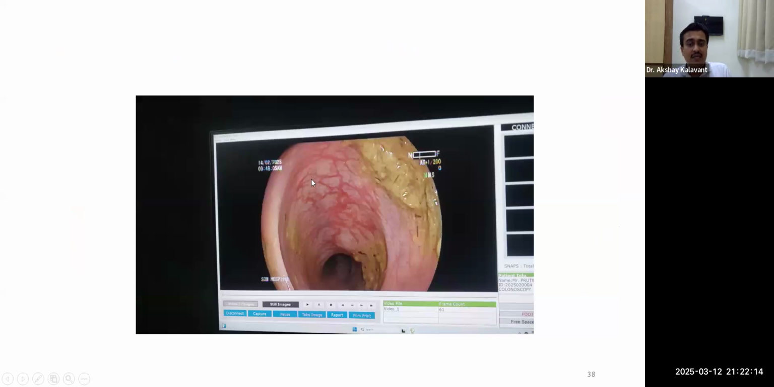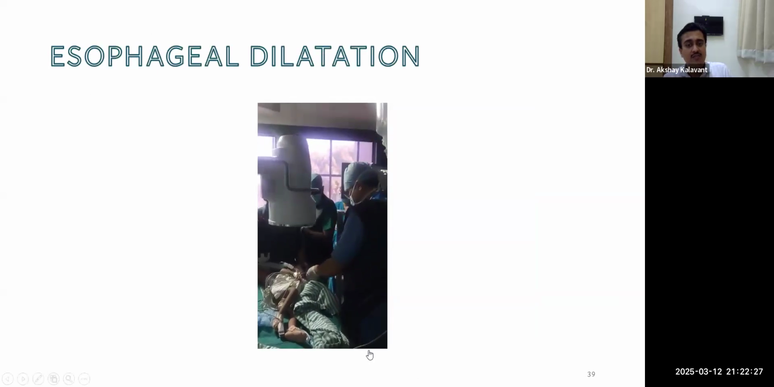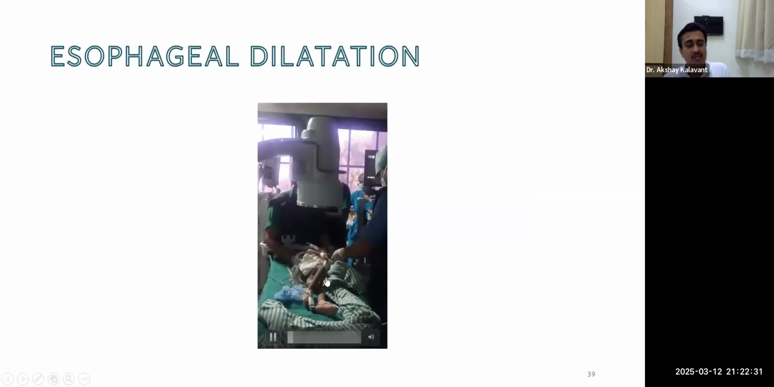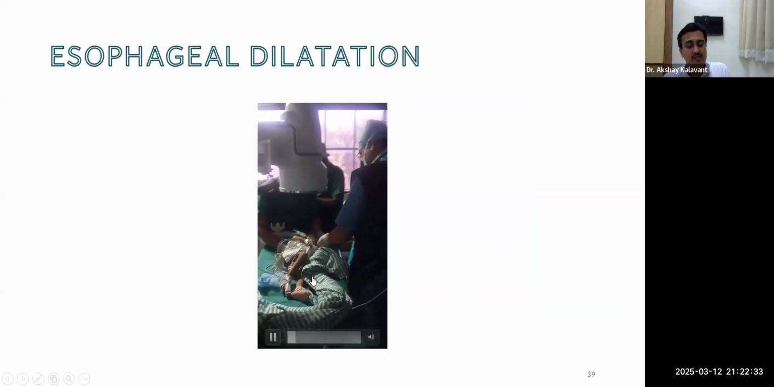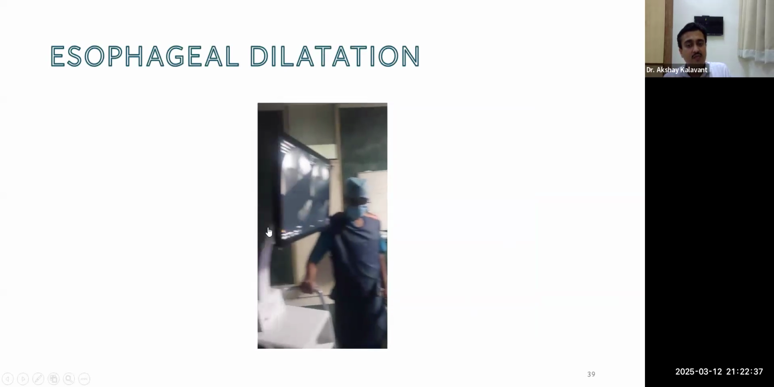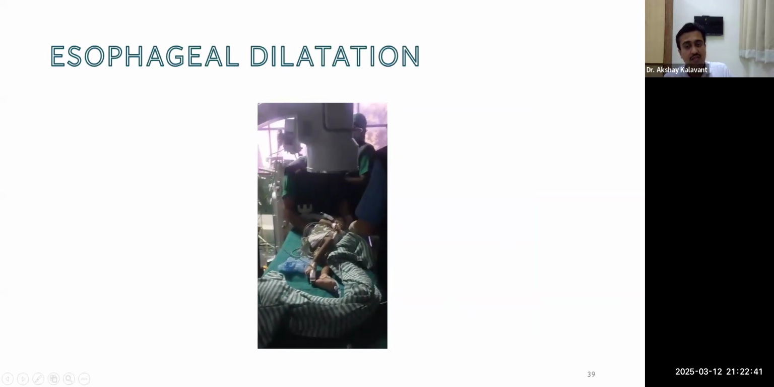Solitary rectal ulcer will present like this. Patient coming with chronic bleeding per rectum. Not always will it be a polyp, it could be a solitary rectal ulcer. Now this is esophageal dilatation for a patient who had consumed a battery, causing esophageal stricture. Under ultrasound guidance and C-arm, we perform esophageal dilatation with Savary-Gilliard dilators.